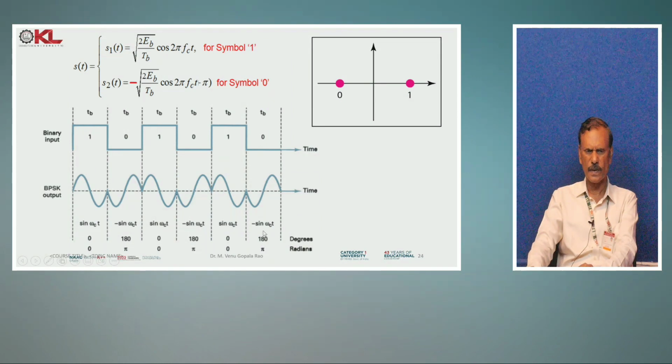Clearly it is given here as sin omega ct, or you can represent either sin or cos, sin omega ct, and for negative, minus sin omega ct.